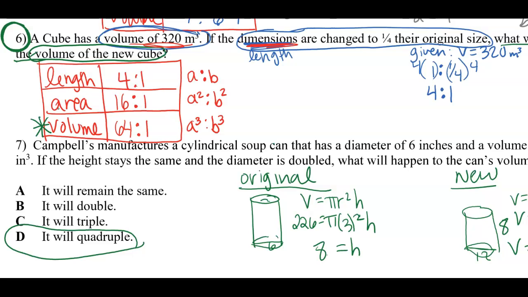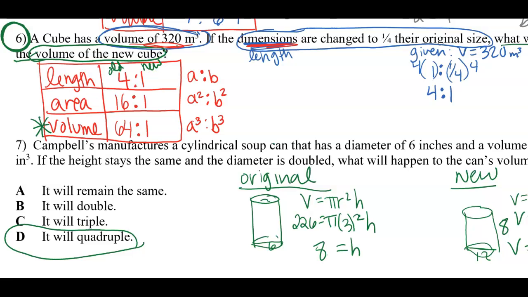Did they ask for the ratio? Did they say what's the ratio of the volumes? No, so I don't just get to write 64-1. Did they ask what they were asking us before, like what did I have to multiply by to get? No, okay? So it's a little bit different. They are asking what is the new volume, okay? So here's what I know. In this, all of these are the old measurements compared to the new measurements in my ratios.